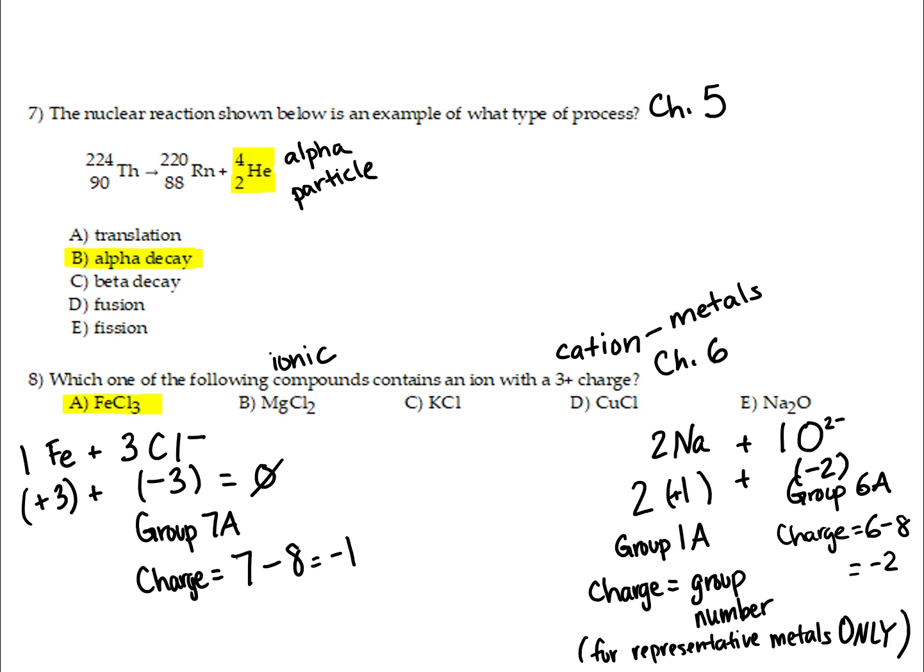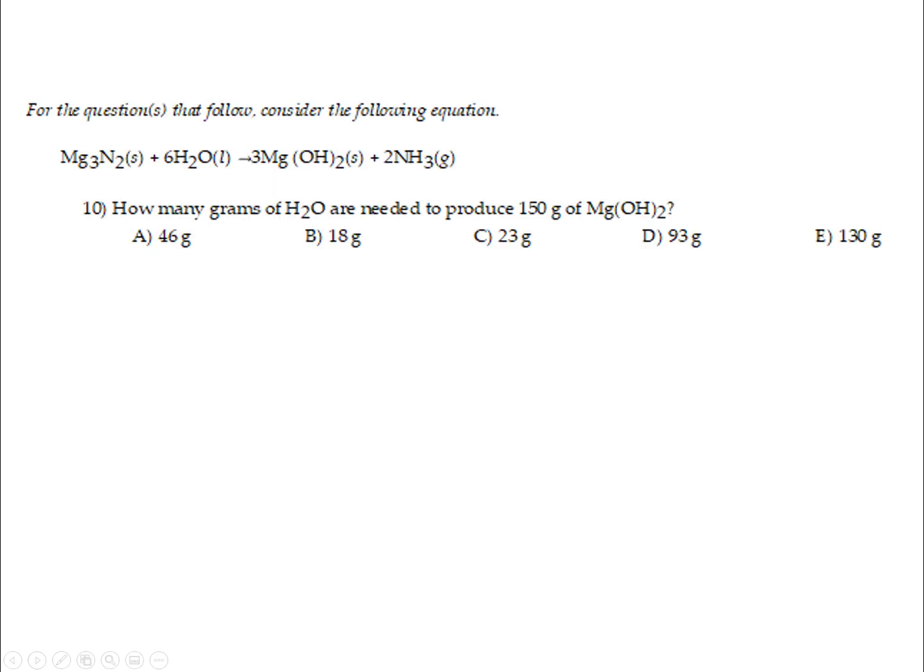So we've only got a few more questions, and then we'll be done. Question 10. Had to put up some kind of a stoichiometry question for you. We've got a reaction here. It's already balanced. How many grams of water are needed to produce 150 grams of magnesium hydroxide?